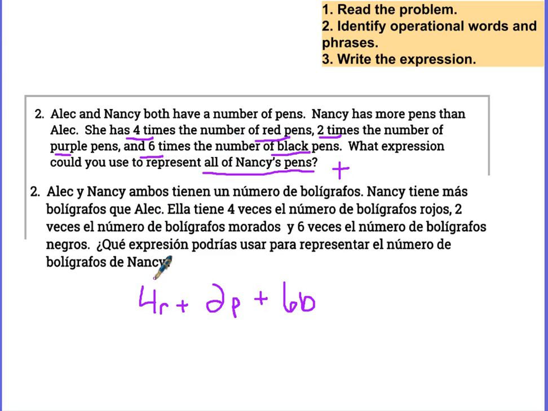Well, this represents 4 times the number of red pens. This represents 2 times the number of purple pens. And this represents 6 times the number of black pens. So I have successfully translated from English to algebra.